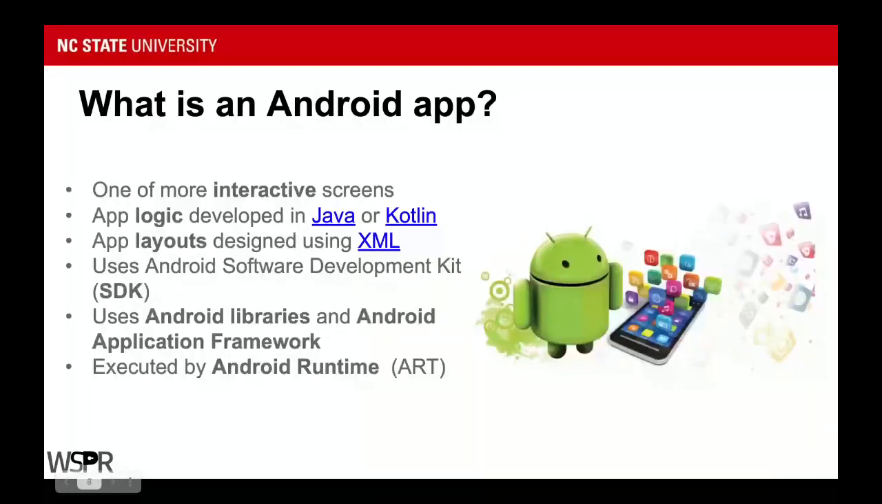An Android app is a sequence of interactive screens the user interacts with. The application logic is implemented using Java, or there is a new language called Kotlin. You can use that too. The user interface layouts are written in XML. It is a markup language similar to HTML. You would be using the Android SDK and other Android libraries for this development, and your app would be executed in an Android runtime environment.